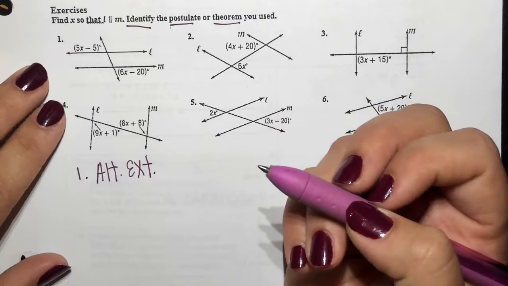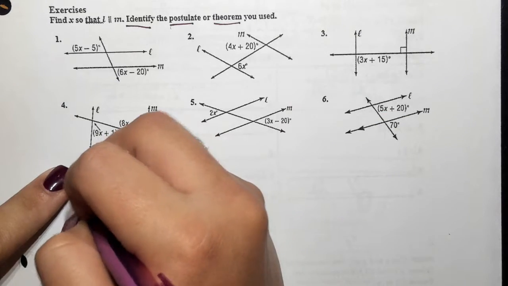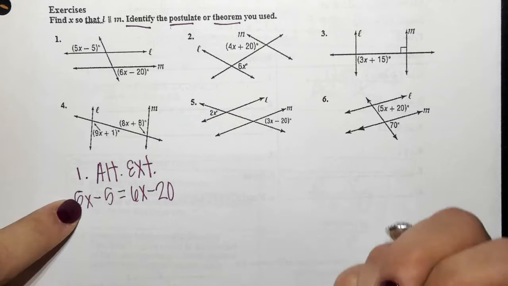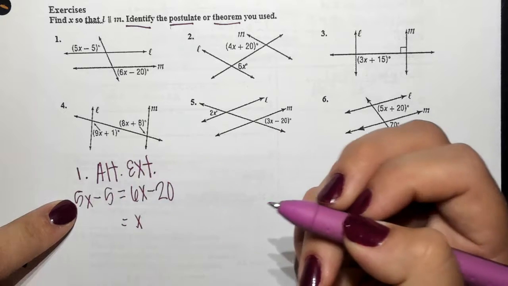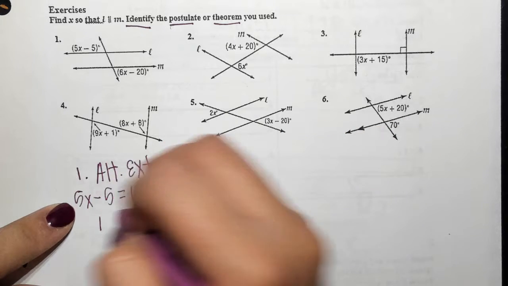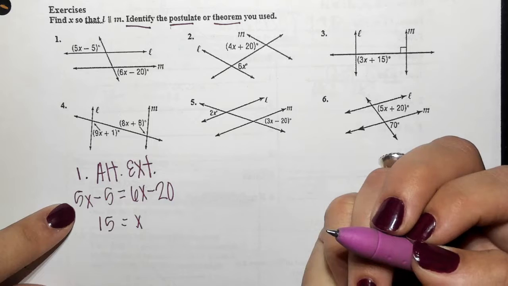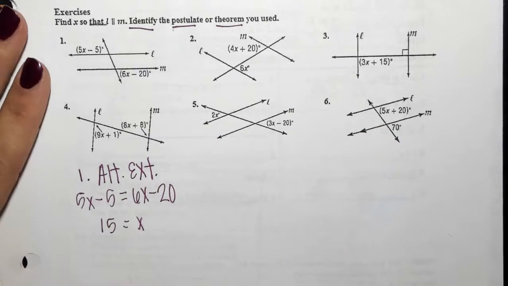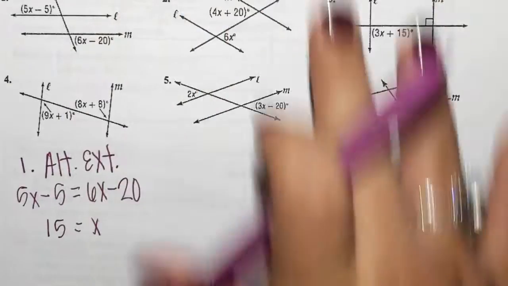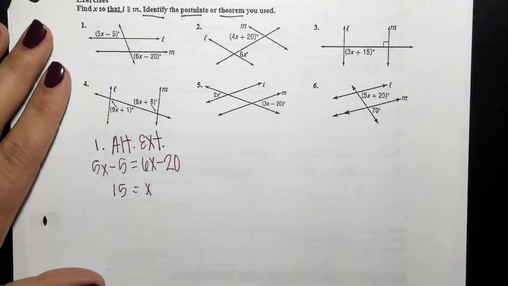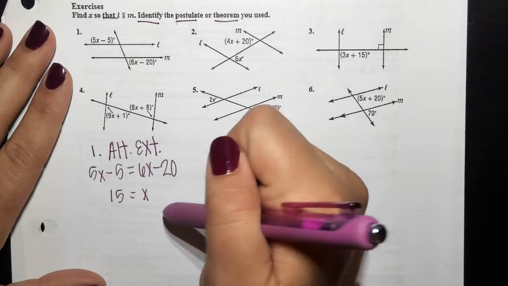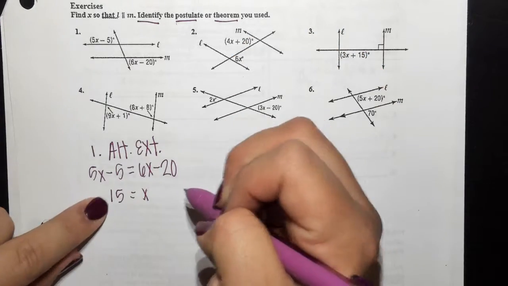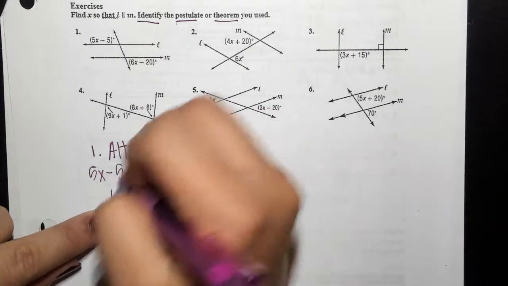So, are they equal to 180 or equal to each other? Equal to each other. Okay, so I'm going to set them equal. 5x minus 5 equals 6x minus 20. Is that what y'all got? Okay, if I can solve for x, and you can plug it back in and try it if you want to, but if you solve for x, then L and M are parallel. So that's all I was looking for.